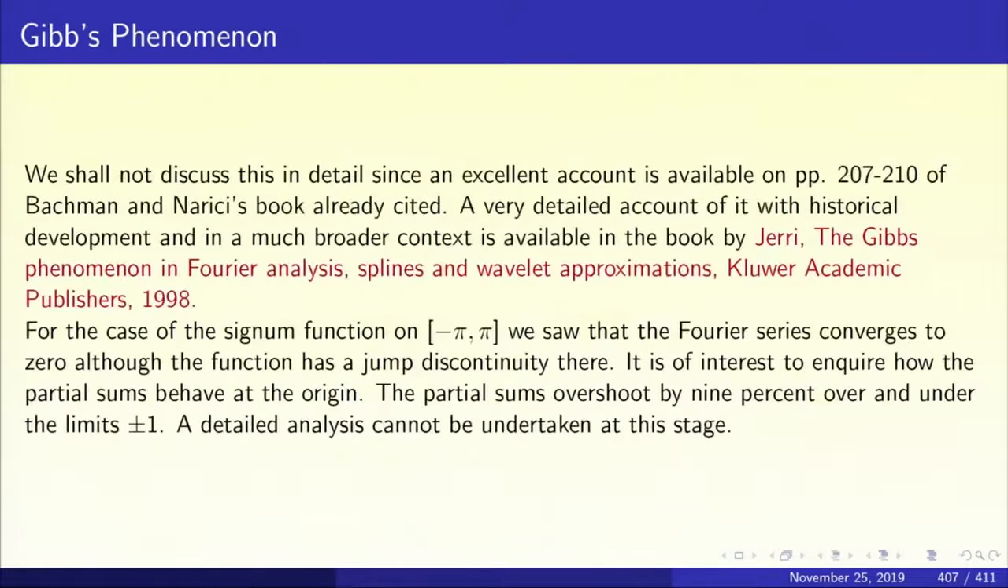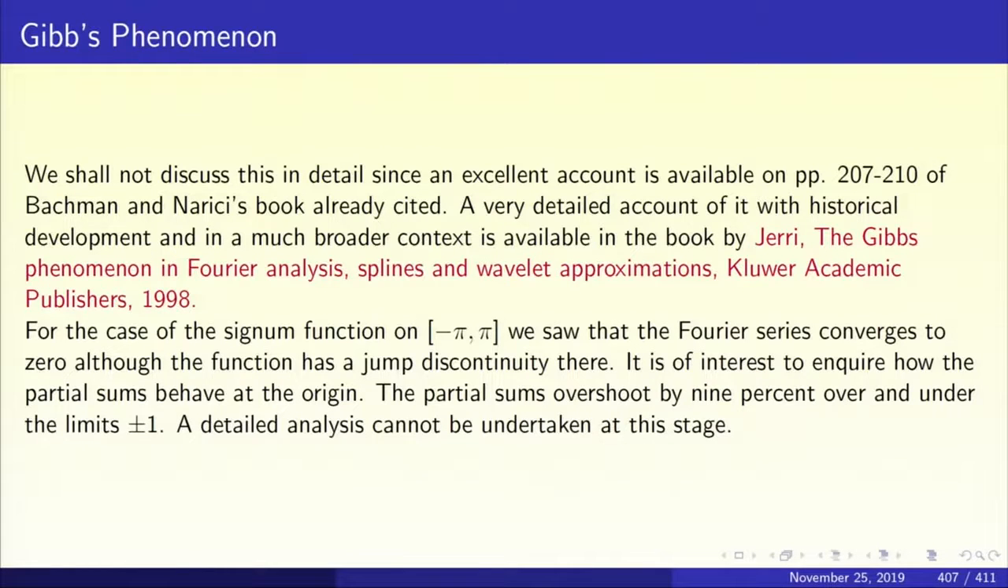Now, the last part of this is the Gibbs phenomenon. We shall not discuss this Gibbs phenomenon in detail, since an excellent account of it is available on pages 207 to 210 of Bachman and Narici's book that has already been cited. A very detailed account of it, with historical development and in a much broader context, is also available in the book by Jerri, The Gibbs Phenomenon in Fourier Analysis, Splines and Wavelet Approximations, Kluwer Academic Publishers.